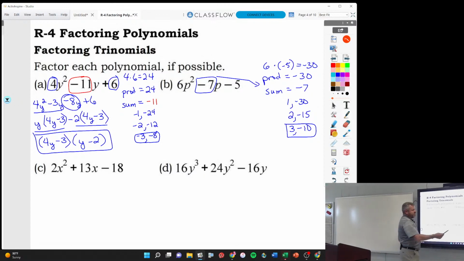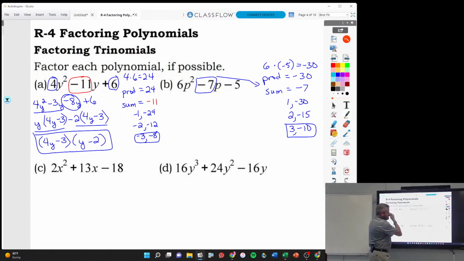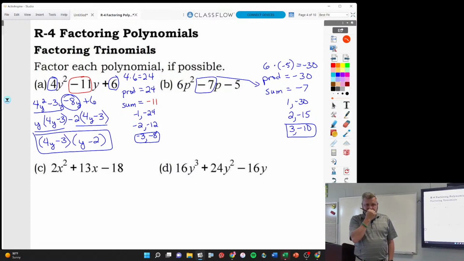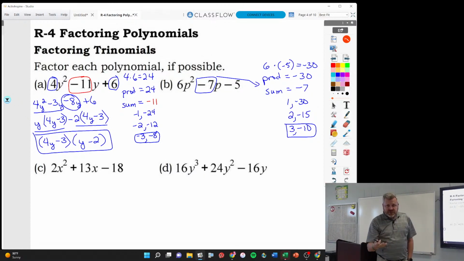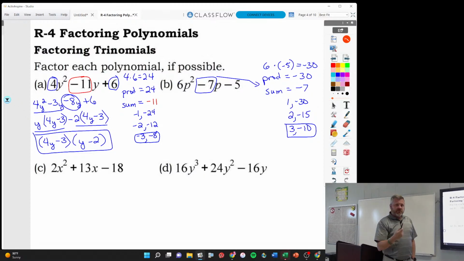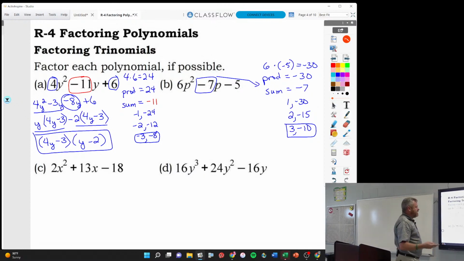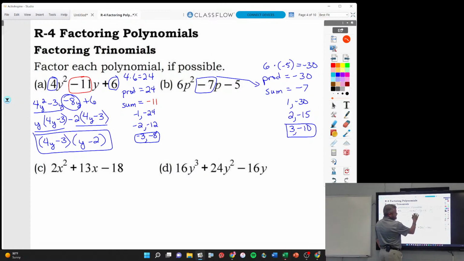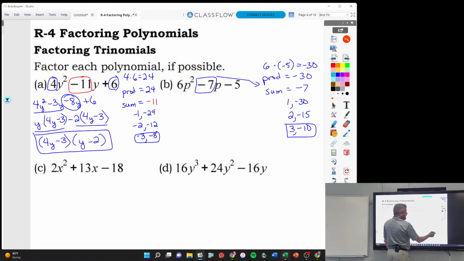Well, here I have a situation, and I told you that when you break up that middle term, it doesn't matter which number you write first. My recommendation is if you have a choice, write the negative one down first. That makes the second one positive. That way you're not factoring out a negative number, and that kind of makes life a little easier. So instead of writing this as 6p squared plus 3p minus 10p, I'm going to do the negative one first.